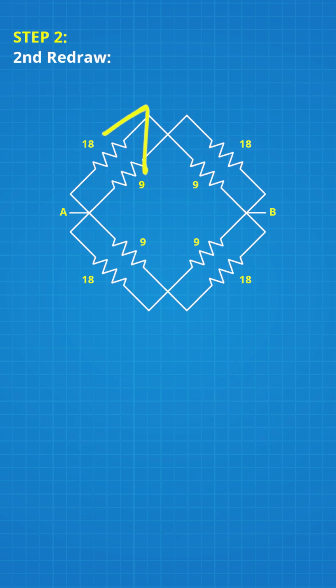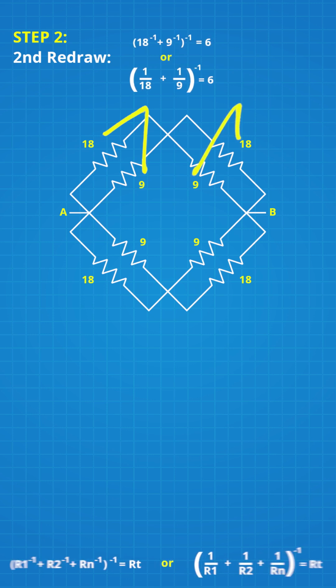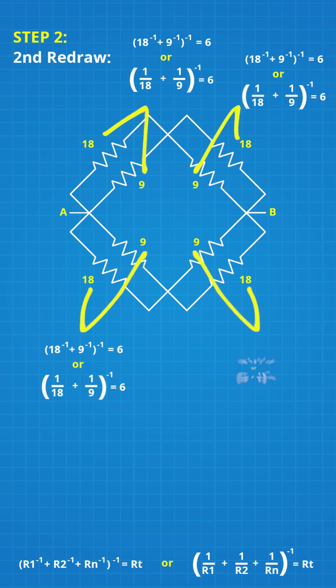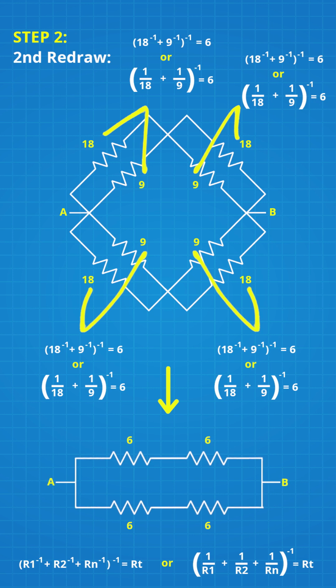Simplify the parallel connections using the equation R3 equals open parenthesis 1 over R1 plus 1 over R2 plus 1 over Rn close parenthesis raised to negative 1 to get an equivalent resistance. In this case, calculate open parenthesis 18 raised to negative 1 plus 9 raised to negative 1 close parenthesis raised to negative 1, which equals 6 ohms. Apply the same process to all the remaining sides.